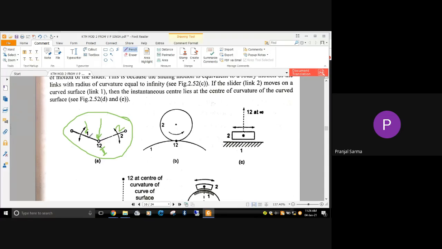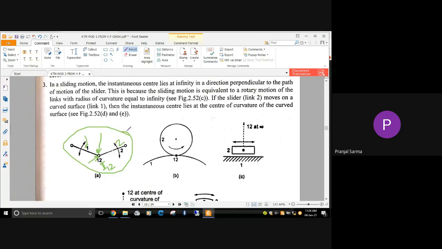So this is the instantaneous center between link 1 and 2, so I suffix 1, 2. I denotes instantaneous center. Suffix 1 2 means it is the instantaneous center between 1 and 2. That is how we denote it. And where is the location? This is the location itself, at the center of the pin itself.